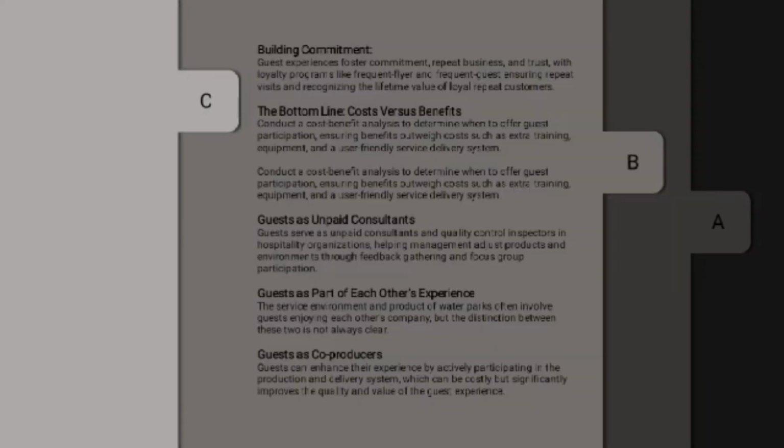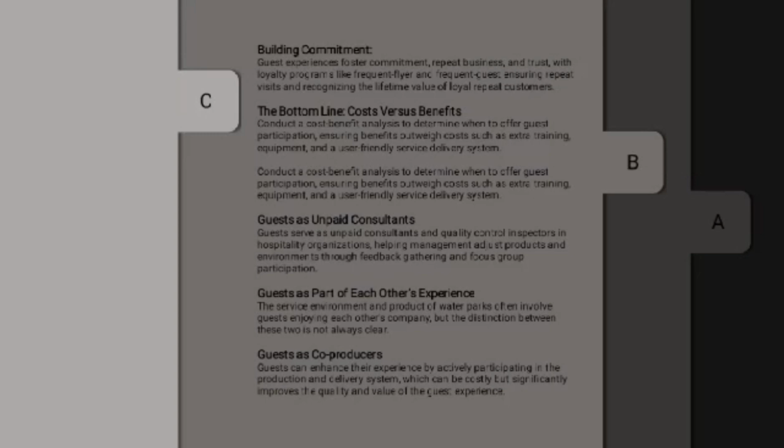Building commitment. Guest experience fosters commitment, repeat business, and trust with loyalty programs like frequent flyer and frequent guest programs, ensuring repeat visits and recognizing the lifetime value of loyal repeat customers.